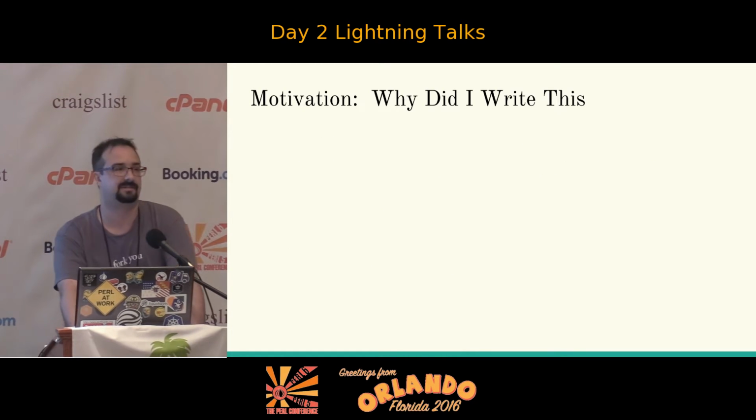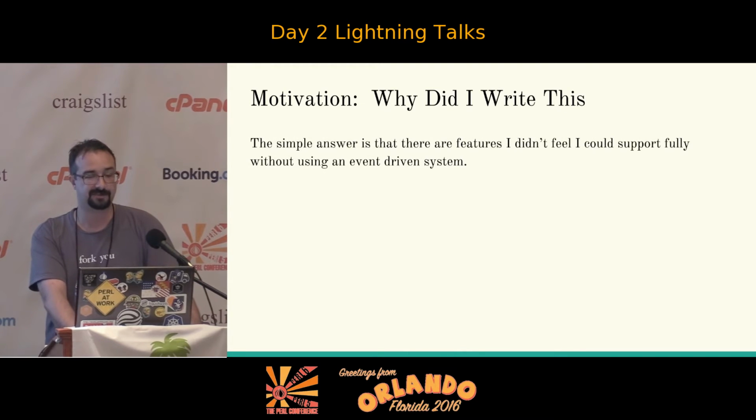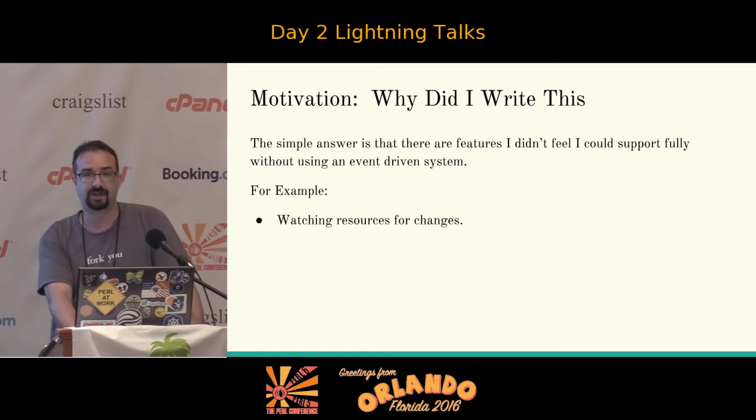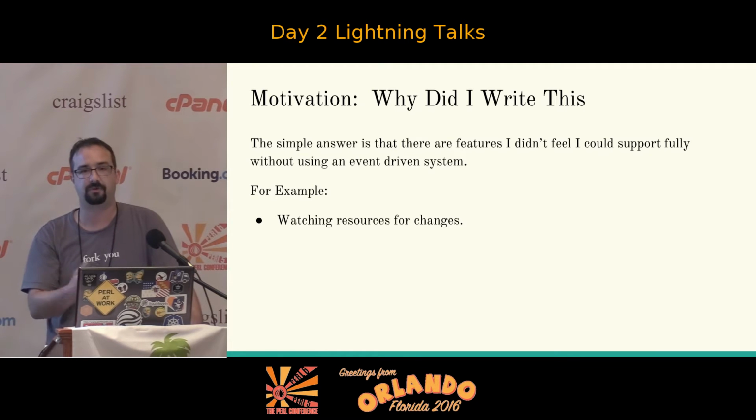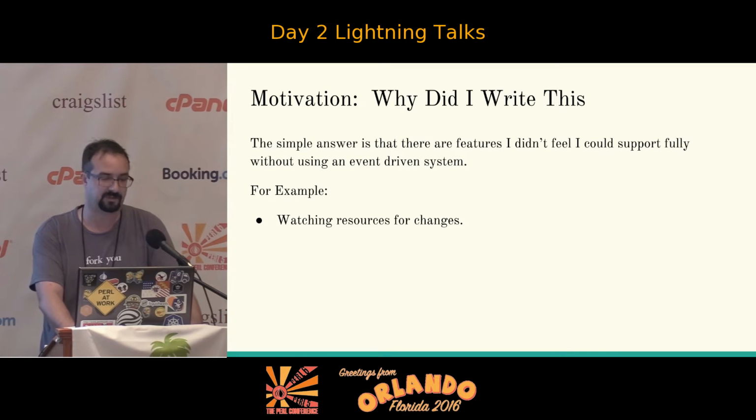So why did I write Any Event Kubernetes? Simple answer is there are a couple of features that I didn't really feel I could offer in a non-event driven system that lend themselves well to actually event-driven programming. Two examples of this: watching for resource changes. So basically any of the list methods that you can call against the REST API, you can supply a watch flag to it, which will upgrade it to a streaming HTTP connection and actually send down object notifications whenever any item in the list of resources is modified, including when new resources are added to the list or when resources are removed from the list.